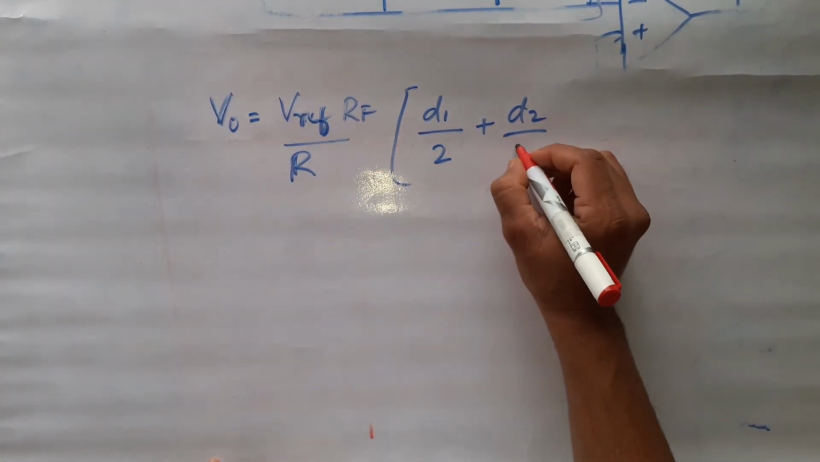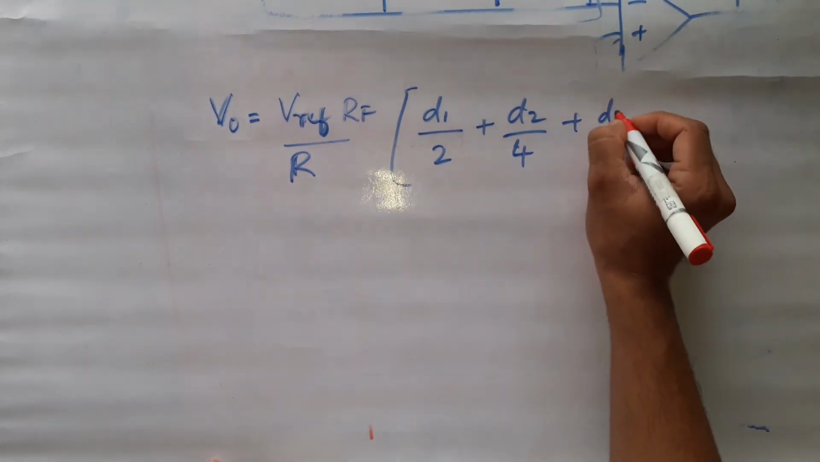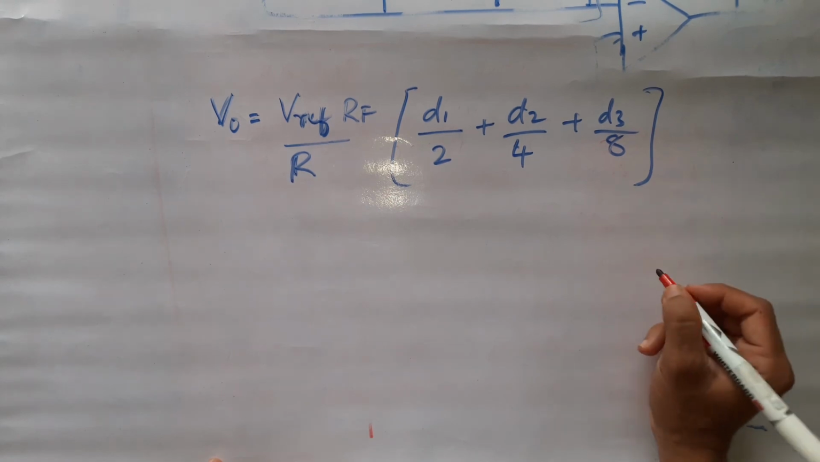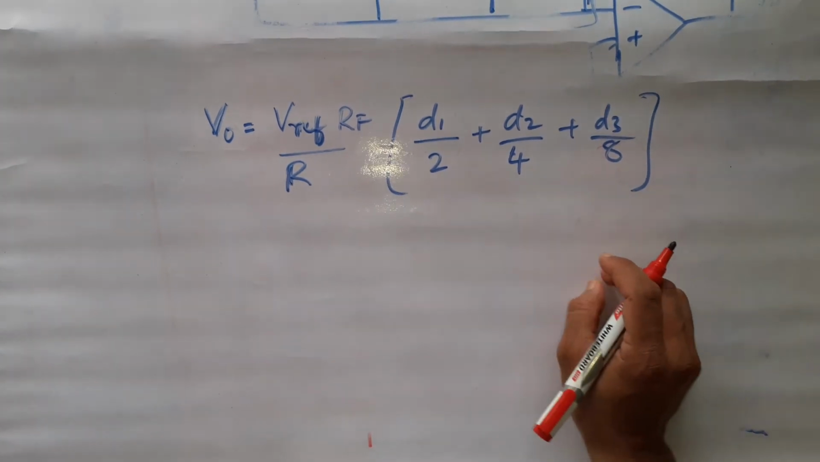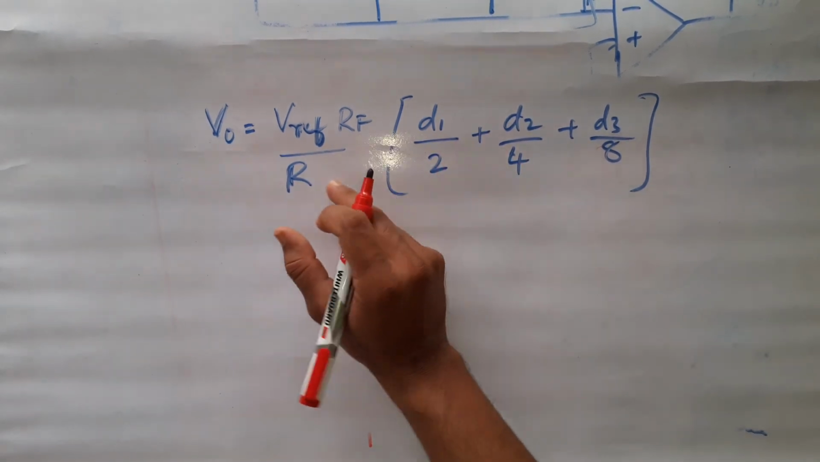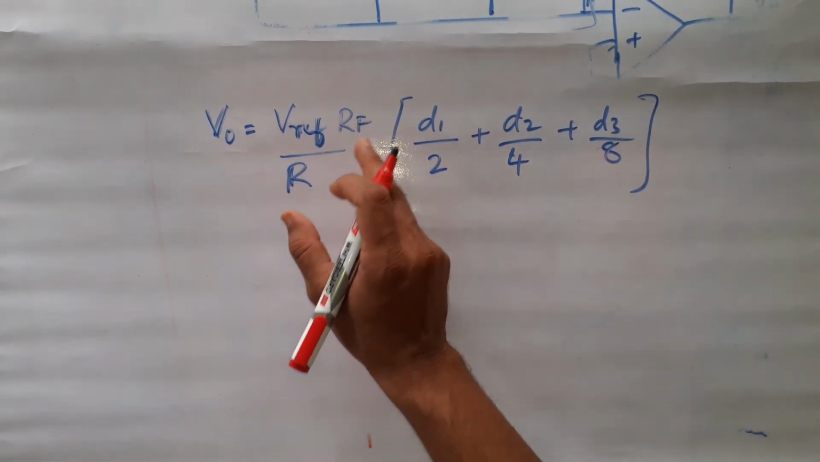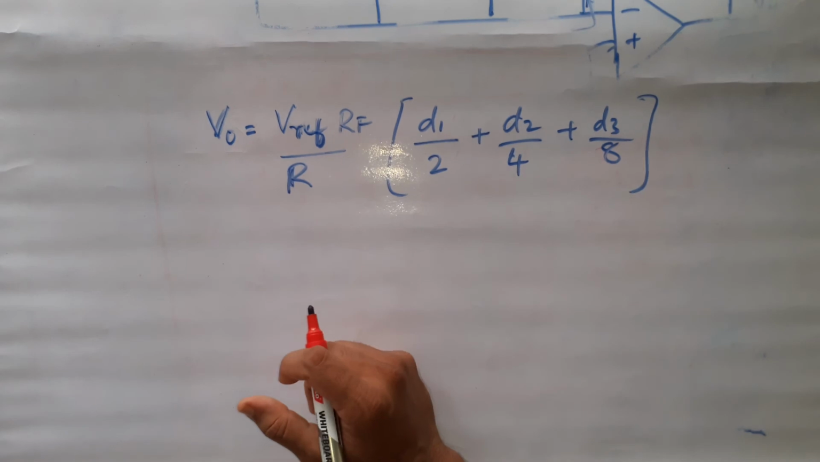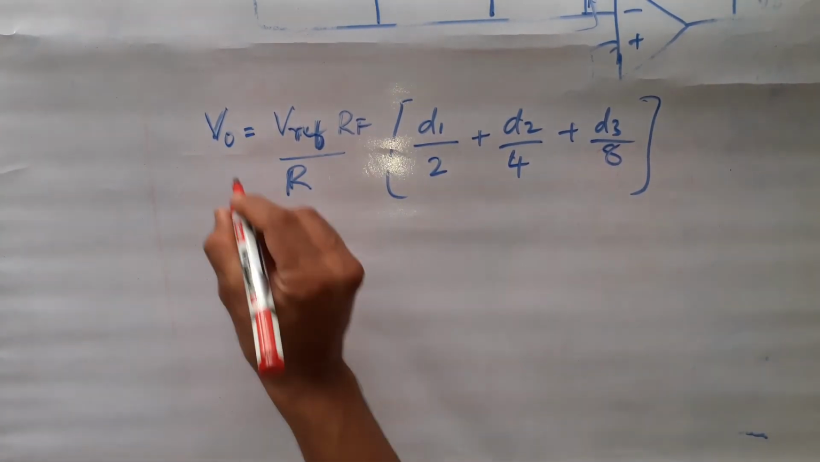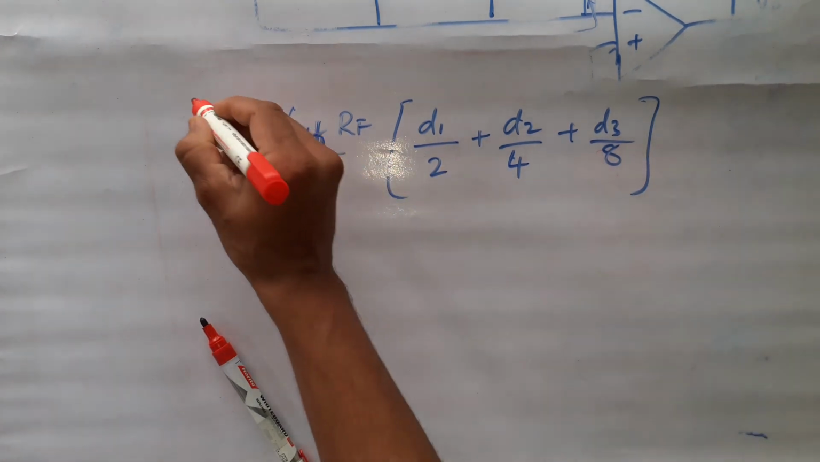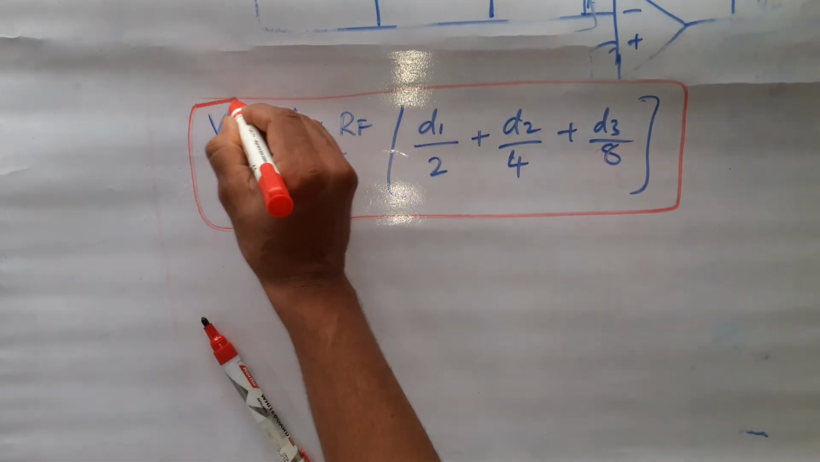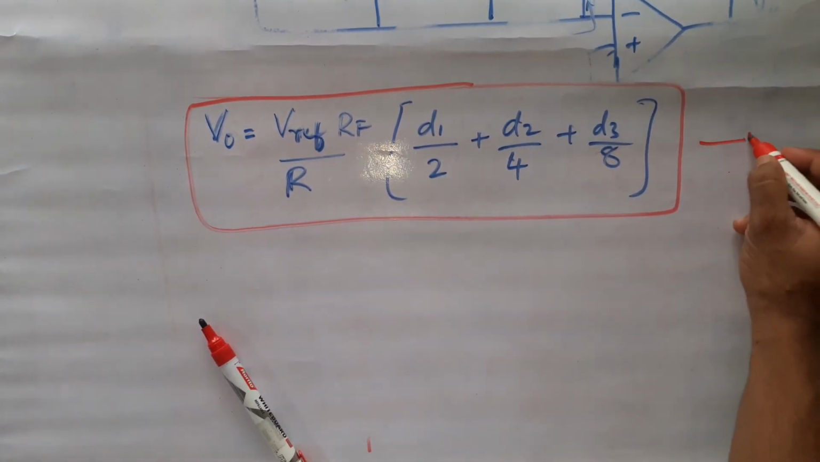D1 by 2, D2 by 4, D3 by 8. Whichever bit is on, with this particular factor, it is getting multiplied with this quantity, and will give you the output. This is your output, Equation 1.